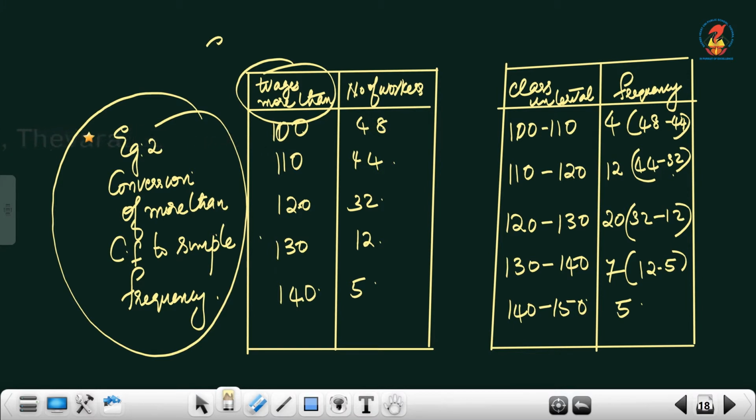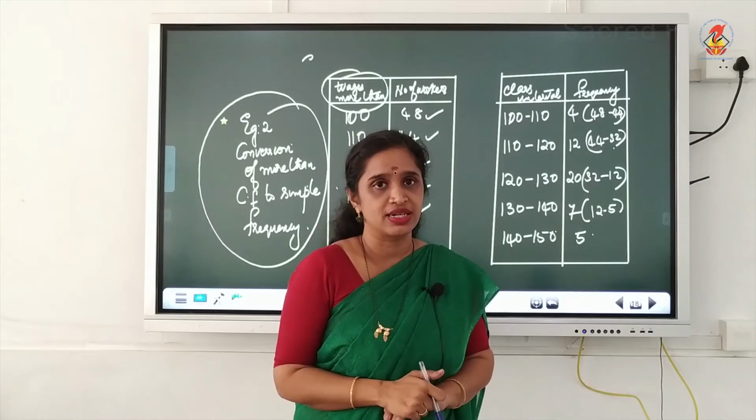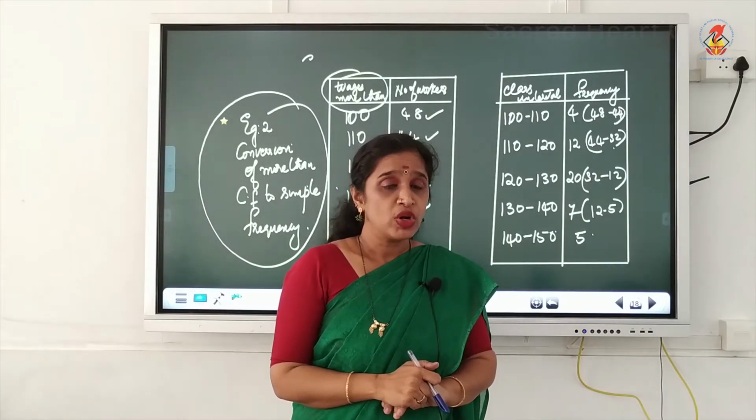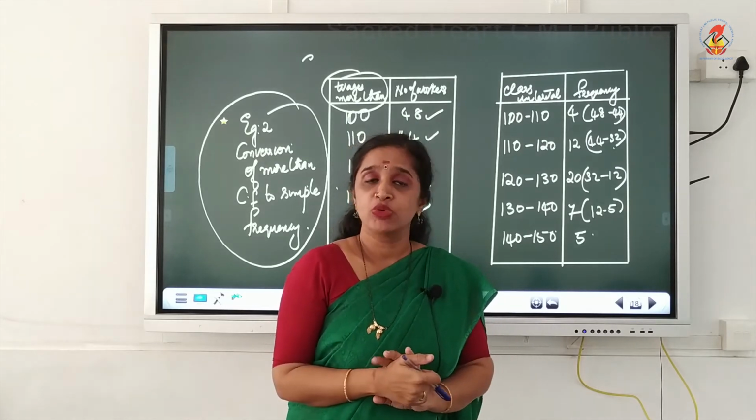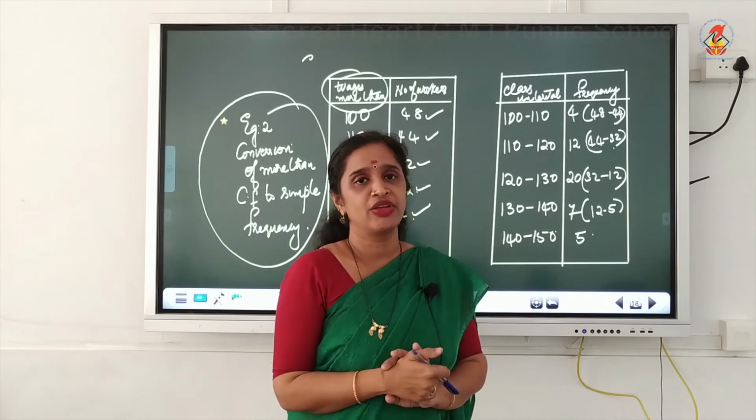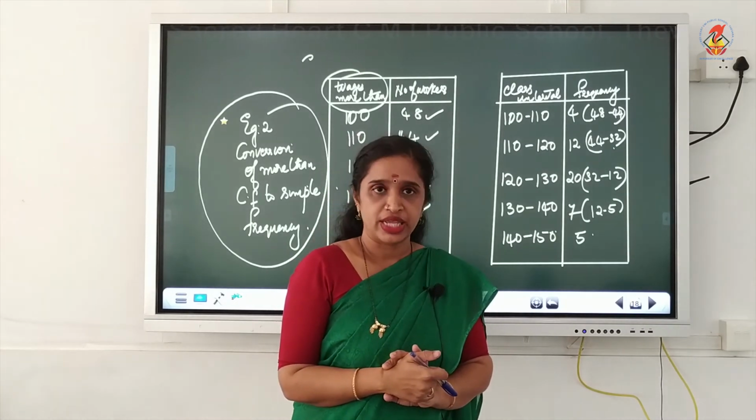Frequencies are given as 48, 44, 32, 12 and 5. Now how to convert it? More than 100. So for that we need to write class interval. If it is more than cumulative frequency, your question will be written in the form of a table, more than cumulative frequency with the value of frequency on the other side of the column.